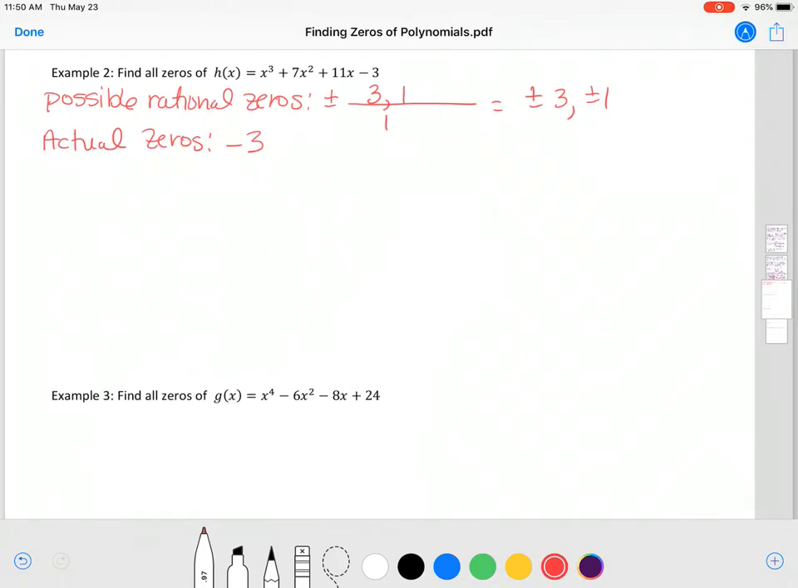Okay, so now I know since this is degree 3, I should have 3 zeros. I only have 1 so far. So I've got to break this down further. I have to go through more steps. So since I know negative 3 is a 0, then I'm going to use synthetic division to break this down and factor it.